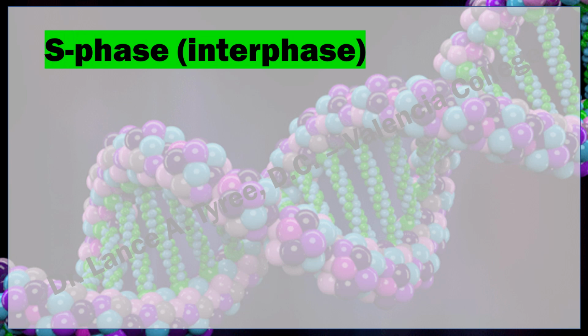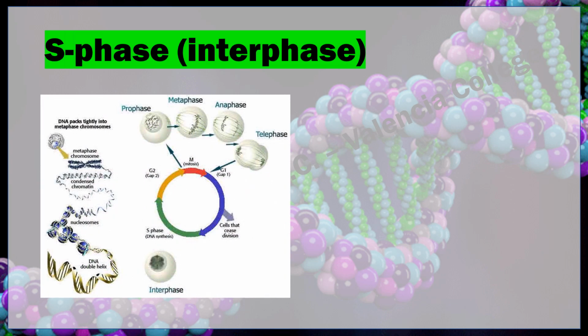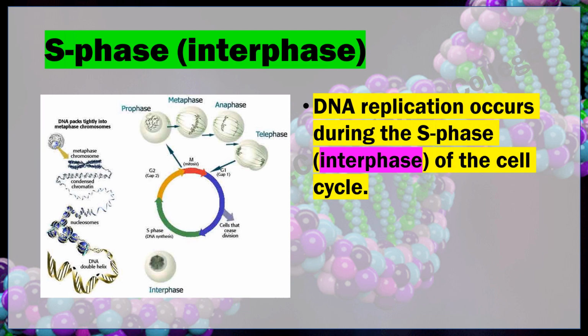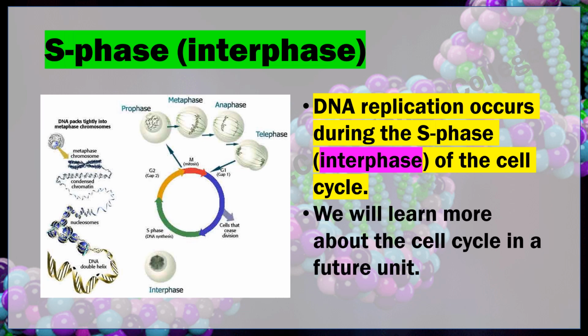Okay, you need to understand that we first have this S phase or interphase dealing with the cell cycle of the cell, which we'll be going over in the next module. But what we need to do with that is DNA replication occurs during the S phase or interphase of the cell cycle. Here we can see it in the green. This is the S phase. This is where that replication takes place. We will learn more about the cell cycle in the future unit.